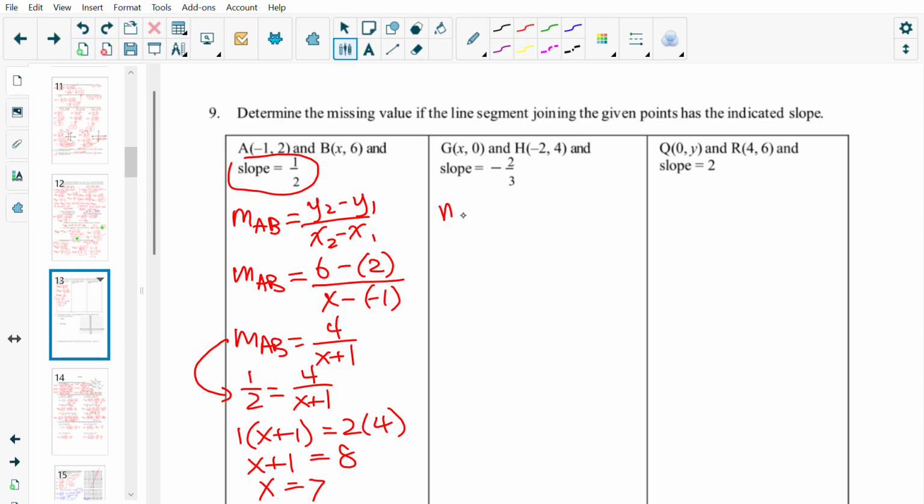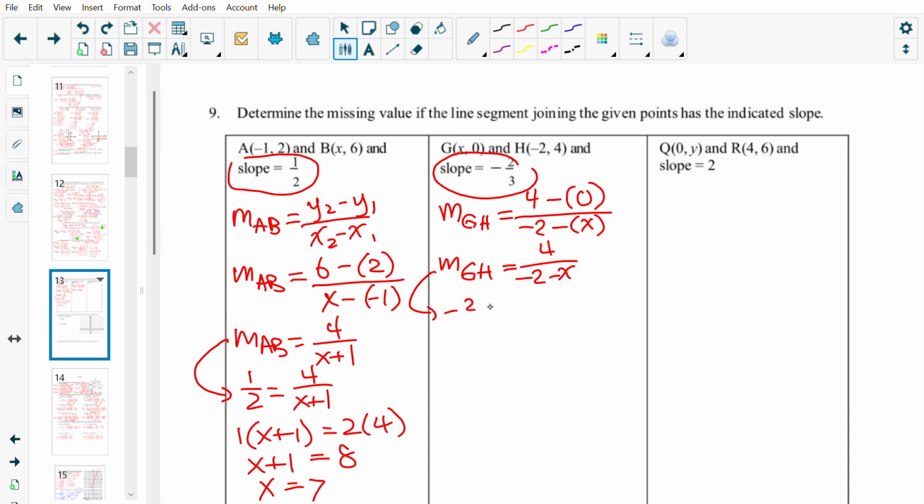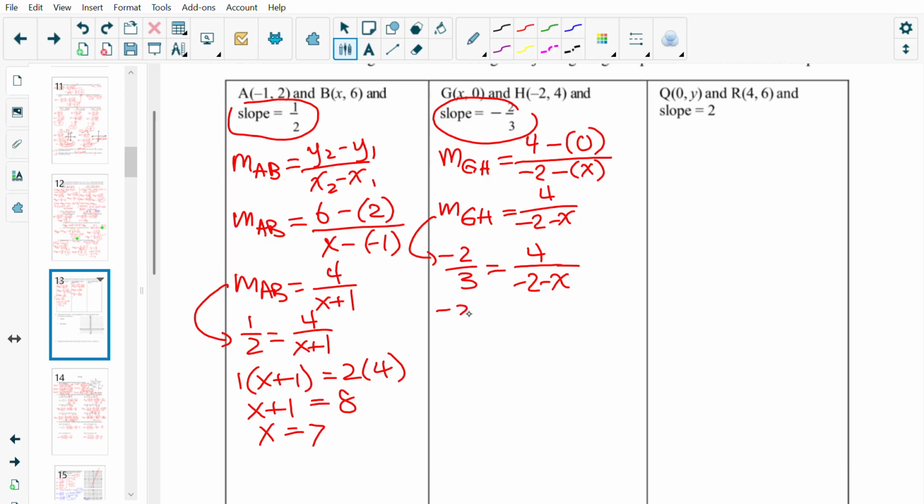G and H, and a slope of negative 2/3. So the slope of GH equals y2 minus y1 divided by x2 minus x1. Slope of GH equals 4 over negative 2 minus x. Well, the slope of GH is negative 2/3. Negative 2 over 3. That's 4 over negative 2 minus x.